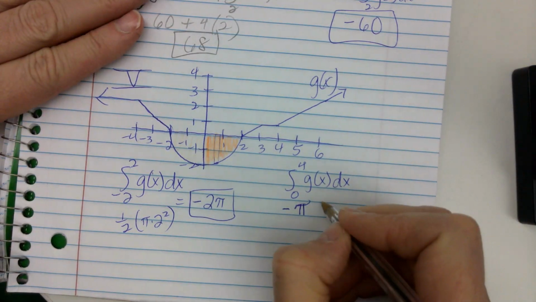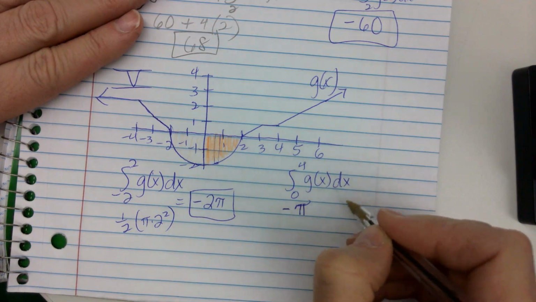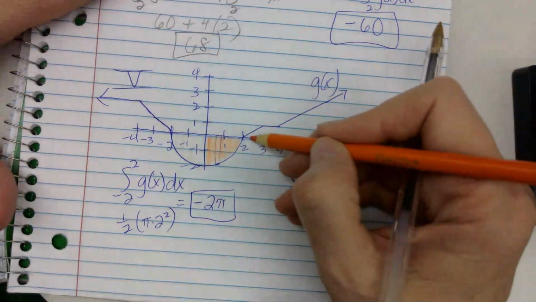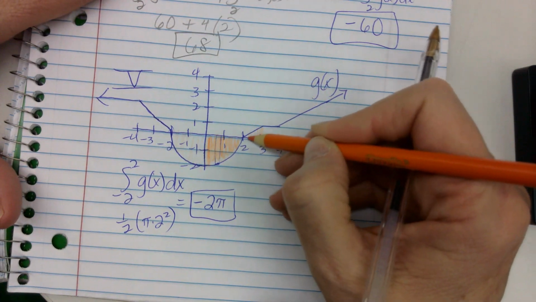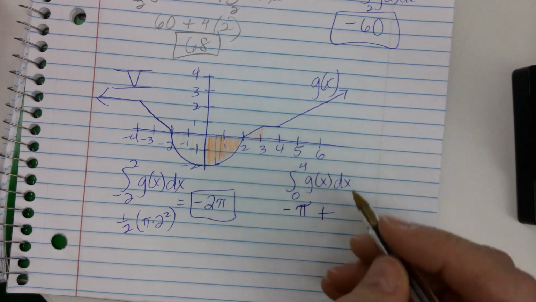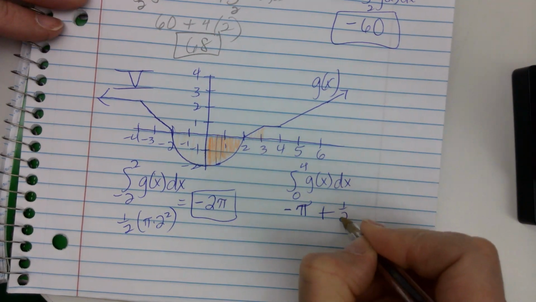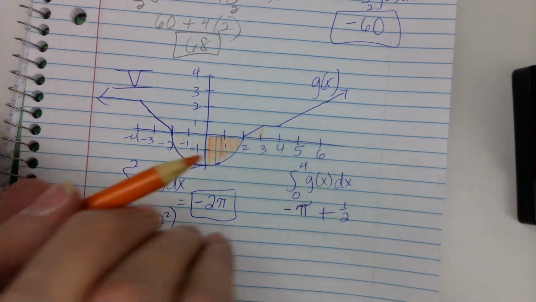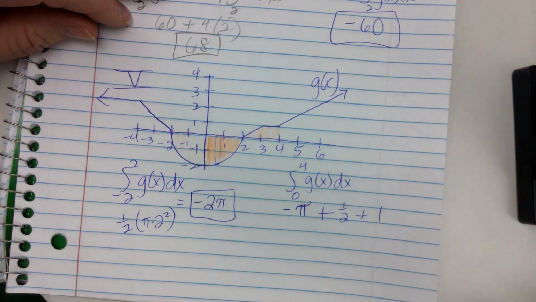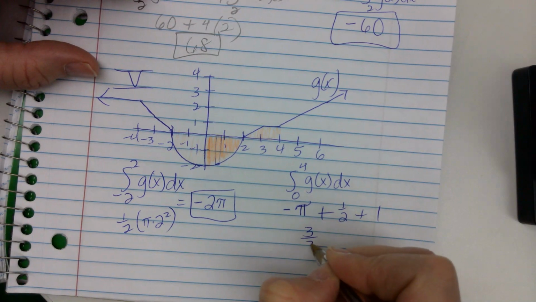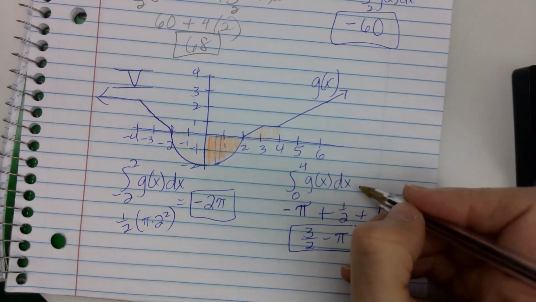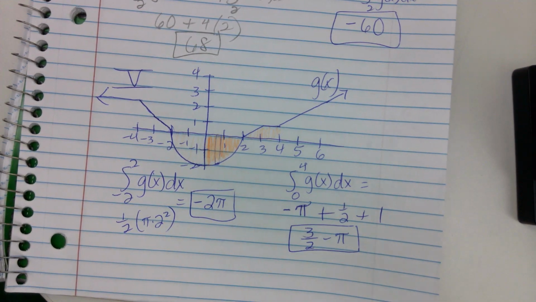So this is the integral from 0 to 2, plus, I'm going to go 2 to 3, because it's a what? Triangle. What's that area? 1/2 times 1 times 1. And this one is just 1 whole square. So 3/2 minus pi is my integral from 0 to 4. That's big. Yeah.